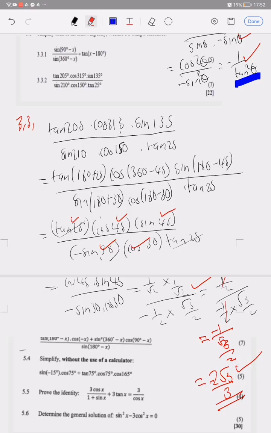Or, in simple terms, just to make sure that everything is correct, just punch it in. How do you check your answer when you're dealing with special angles? Just punch what you are given on your calculator. So you have tan of 205, cos of 315, sine of 135. You just punch it on your calculator.